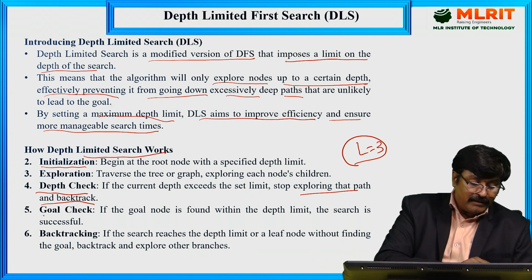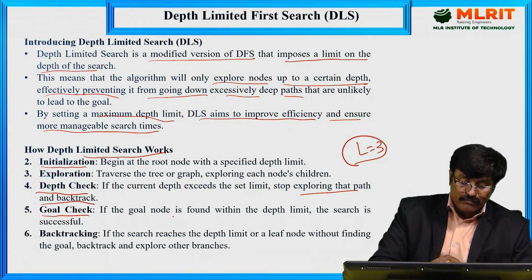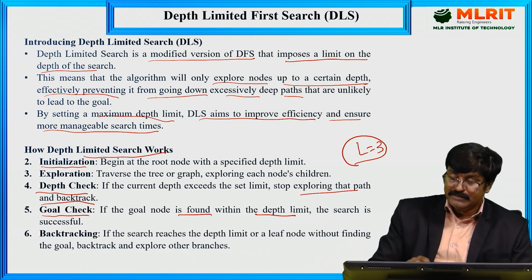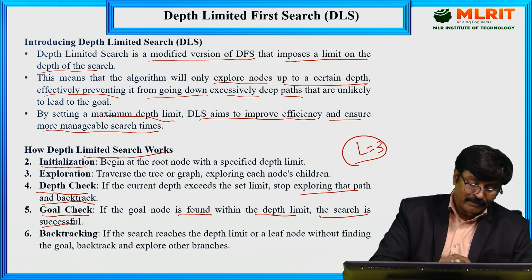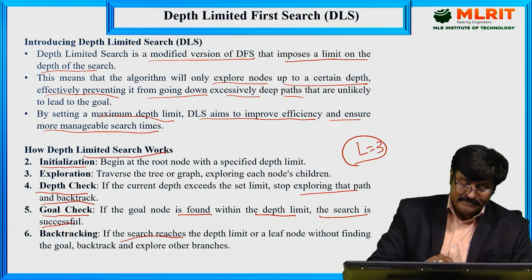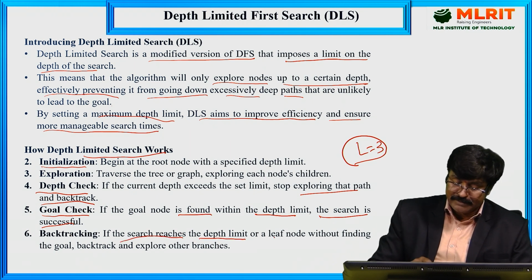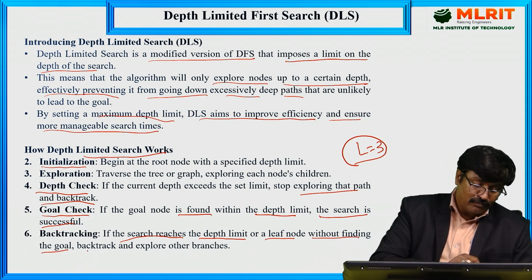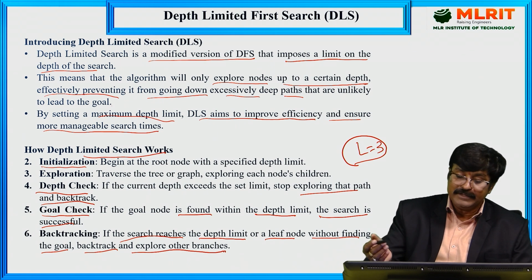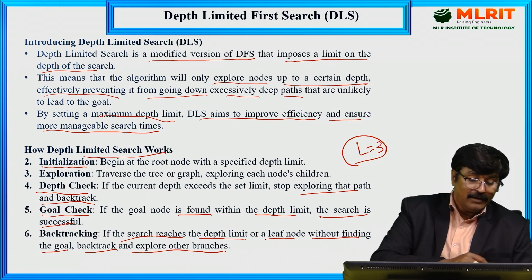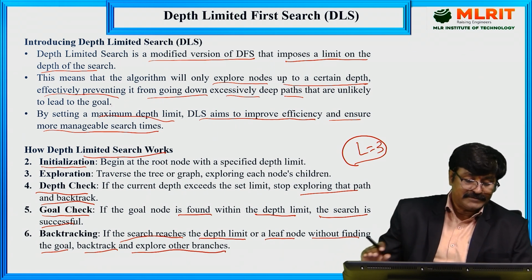Then every time there is the goal check. If the goal node is found within the depth limit, the search is successful. That is the goal check. Another one is backtracking. If the search reaches the maximum depth limit or a leaf node without finding the goal, backtrack and explore the other branches. This is the process of how depth limited search will work.